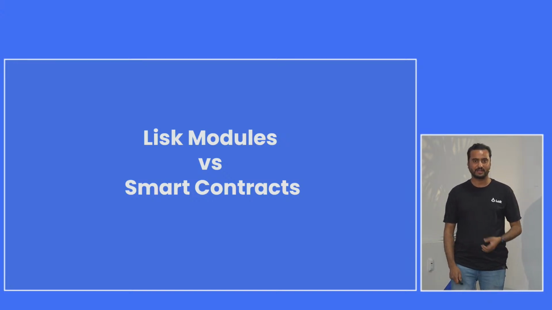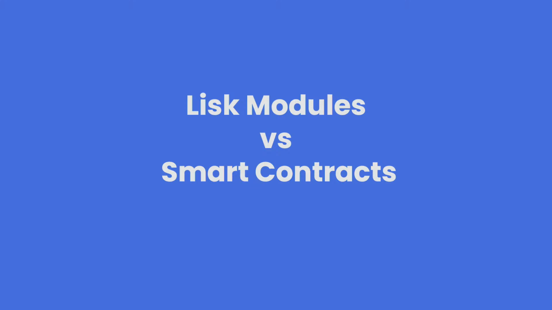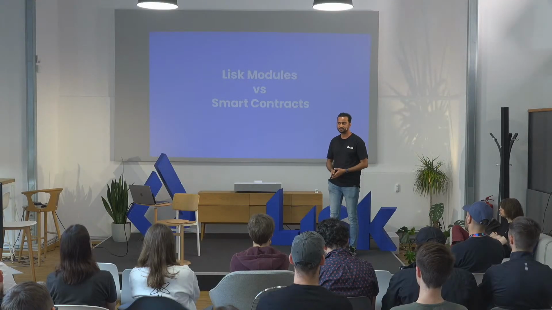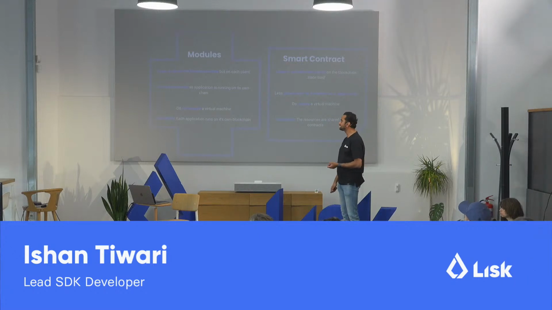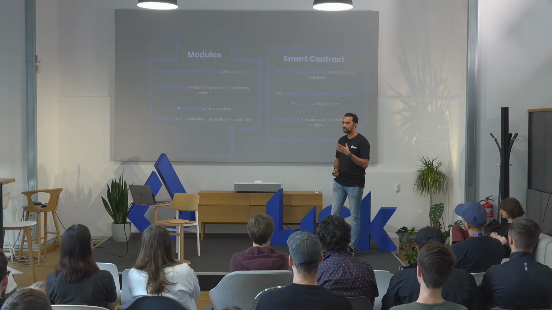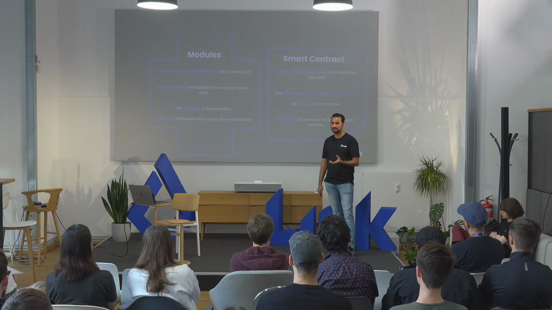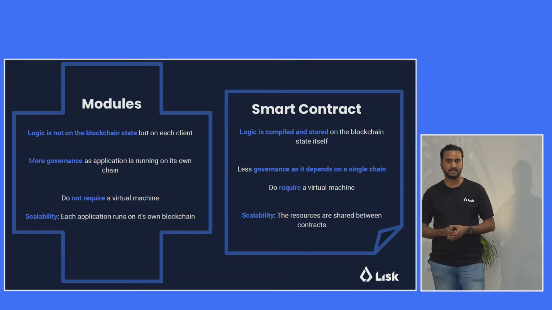Yeah, so the question also comes, where are smart contracts? Whatever we do with smart contracts, you can also do with Lisk modules, and there are differences. For example, modules in Lisk SDK are logic that is not saved in the blockchain state, but actually on each client. So you have a smaller DB size in this sense.